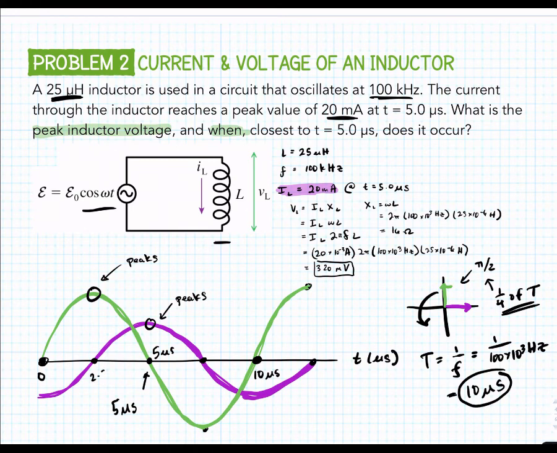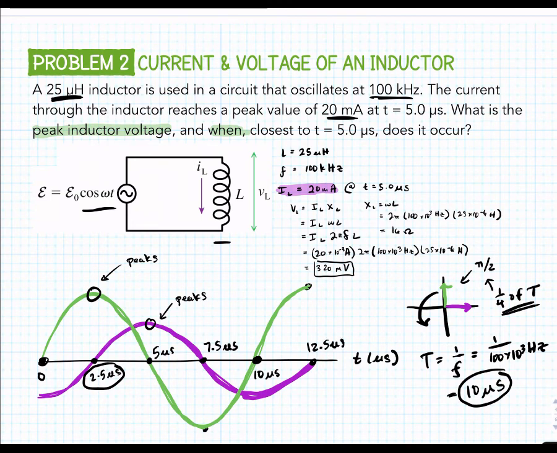If this were a capacitor, when would the voltage peak? 7.5, right? Because you would add 2.5 to 5 microseconds. And this graph is drawn badly because obviously this isn't 0, but you get the general idea.